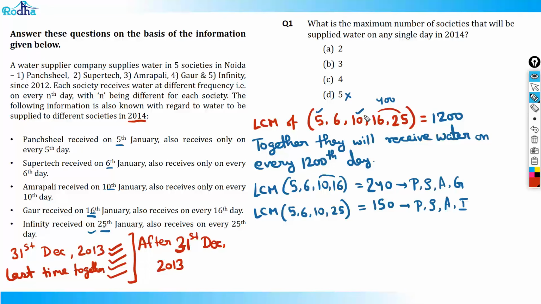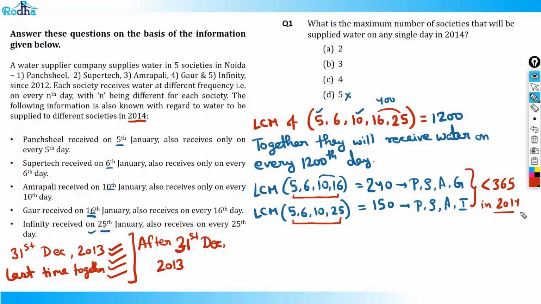So 400 days crosses the year. Okay, so we have to be less than 365, right? So without 25, this set of four societies, their LCM, and without 25 and 16 in a common bracket, these are two different possibilities, right? So both are less than 365. Less than 365 means after 31st December 2013, less than 365 days means in 2014.